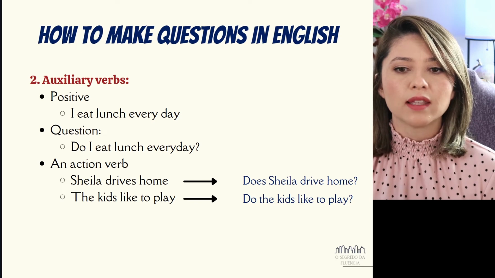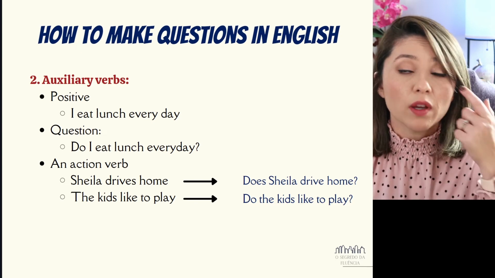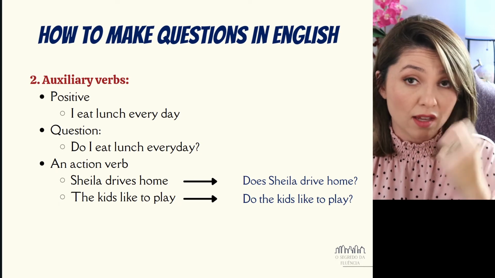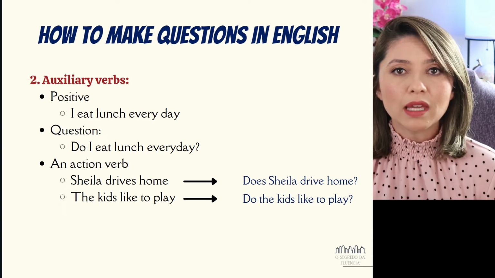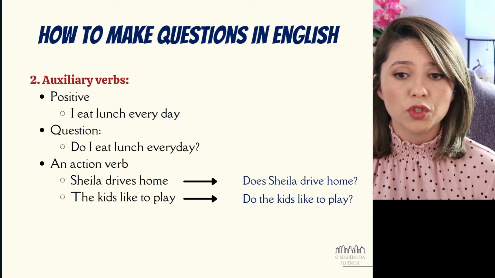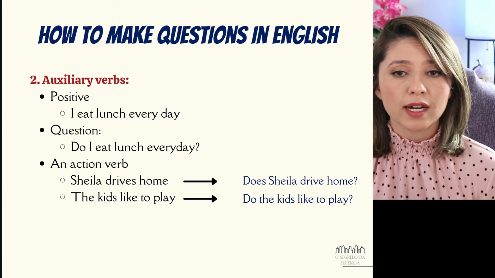Here I can say the kids do like to play if I want to emphasize that information, but it's implied here and I don't have to say it if I don't want to emphasize that. To make a question, I need again an auxiliary verb, and in this case I'm going to use do because the verb like is an action verb. So the verb here is like.